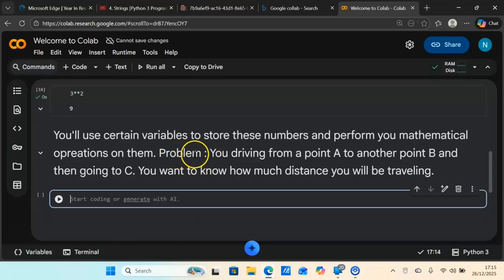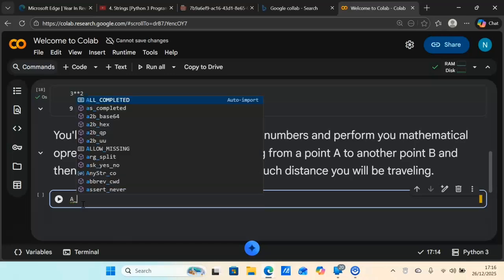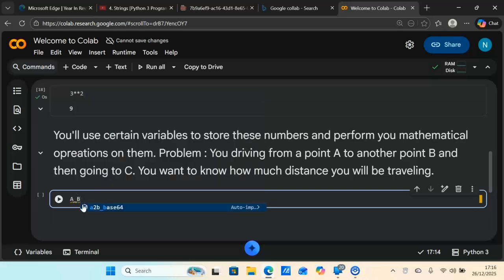So here I've been given a problem. You're driving from point A to another point B, and then going to C. You want to know how much distance you'll be traveling in total. So this is what I mean. From point A to B, we need a distance for us to calculate, to solve this problem. So let's give this distance a variable. Let's say A underscore B. Then we assign it this distance. Let's say our distance is 188.